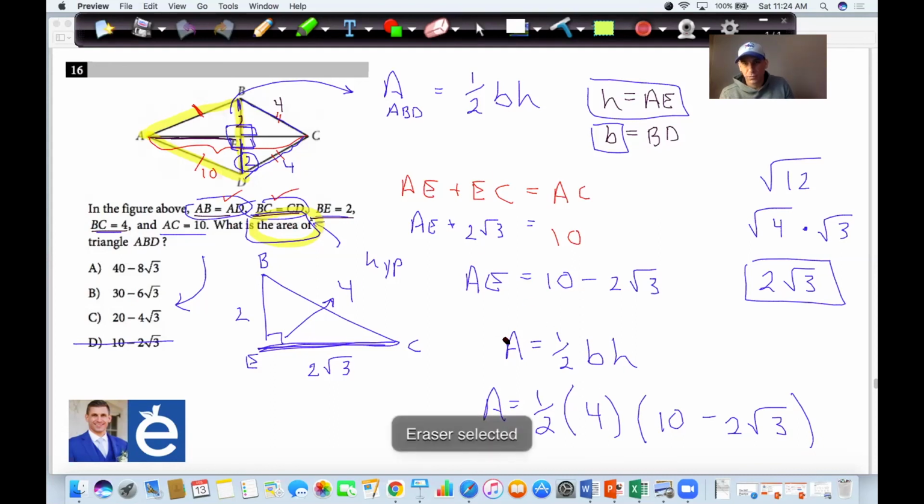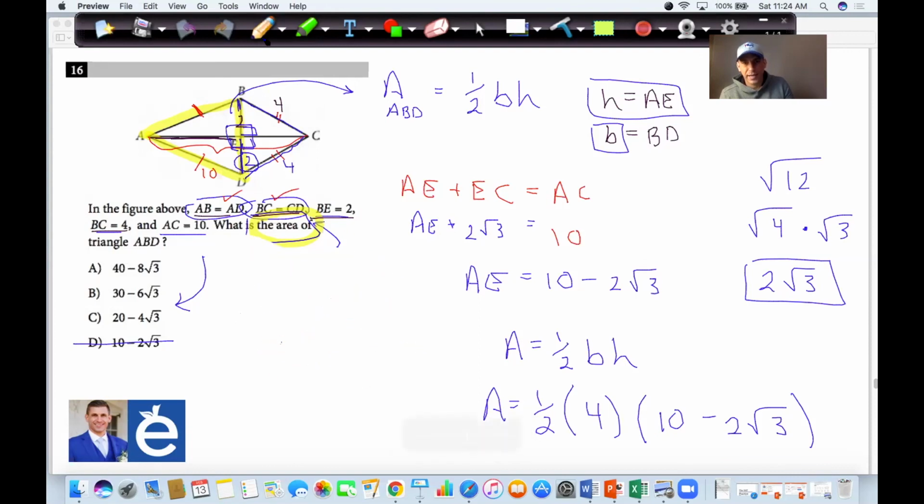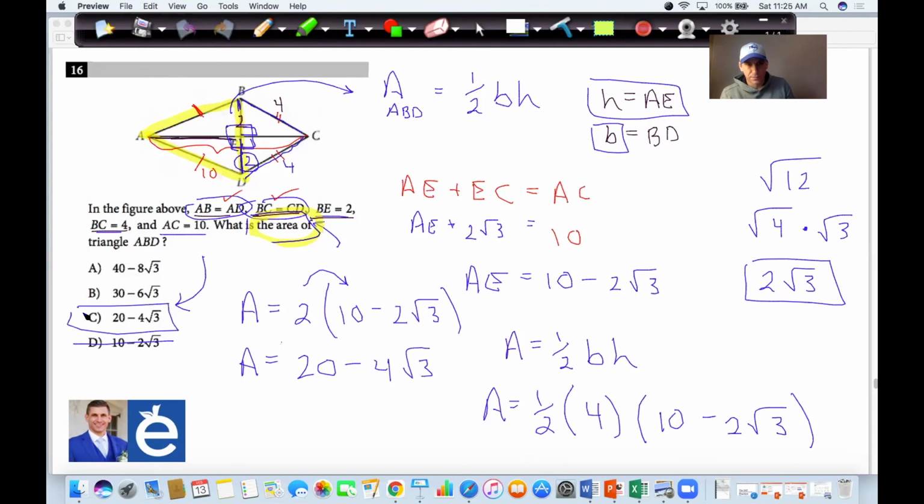Then what I do is I want to multiply these. So let's make a little bit of room. And as I do this, I get 1/2 times 4, so I get A equals 2, and then times 10 minus 2 radical 3. I want to distribute my 2, so I get A equals 20 minus 4 radical 3, and C is my answer.